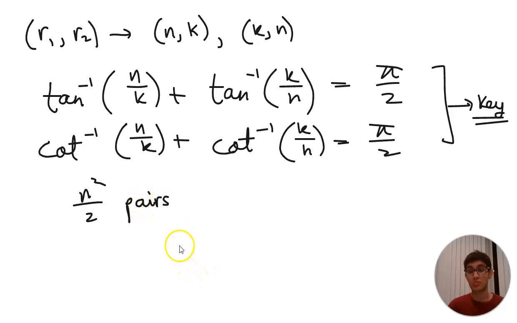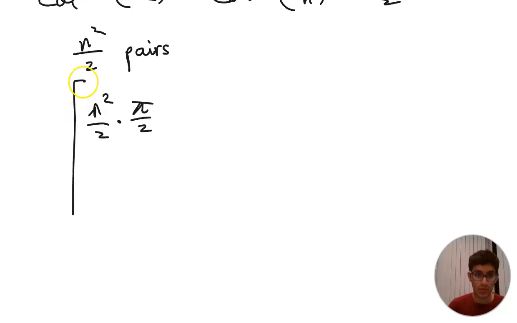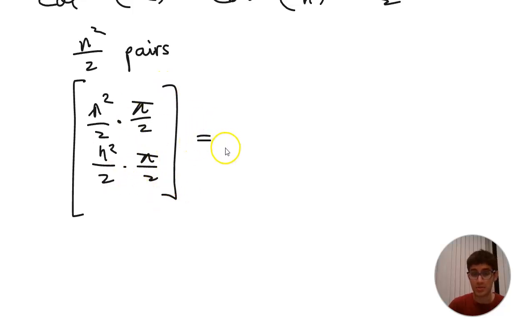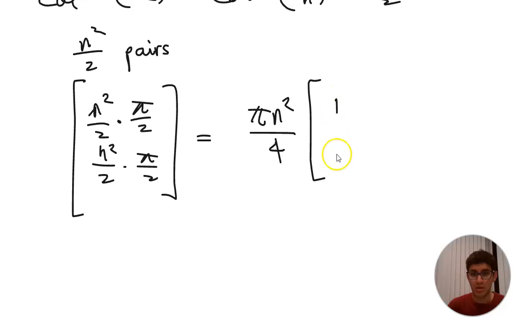There are going to be n squared over 2 pairs, and each pair is going to have a sum of pi over 2. And then the same exact thing will hold for the cotangents, right? So we're going to have n squared over 2 times pi over 2. And then over here, we're again going to have n squared over 2 times pi over 2. And these are just the entries of the vector, or the matrix, or whatever you want to think of it as. You can just factor it all out. So you get pi n squared over 4, and then just like that, we're done.